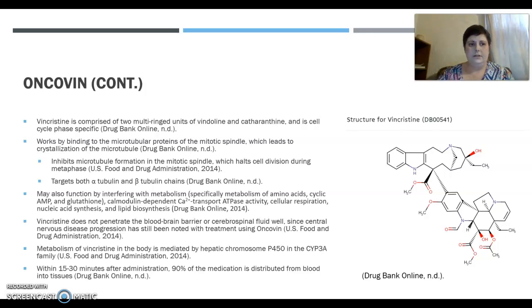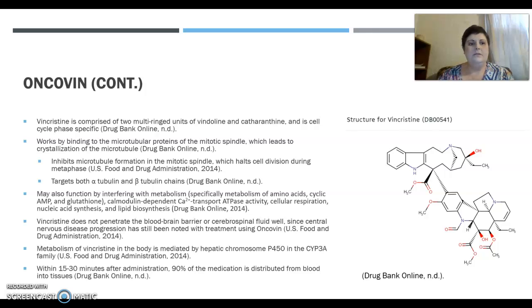So Oncovin, or vincristine, is comprised of two multi-ringed units of vindoline and catharanthine, and is cell cycle phase specific. It works by binding to the microtubular proteins of the mitotic spindle, which leads to crystallization of the microtubule. What this does is this inhibits microtubule formation in the mitotic spindle, which effectively halts cell division during metaphase. And Oncovin targets both alpha and beta-tubulin chains that we saw earlier.